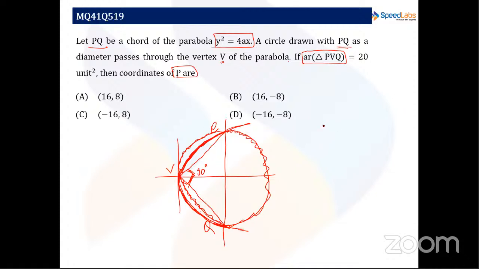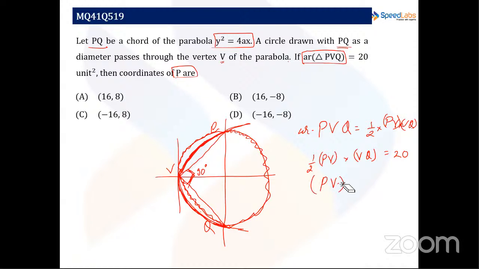Okay, so area of triangle PVQ will be equals to half base into height. We can say it will be half of PV into VQ. So we are given half PV into VQ is equals to 20. So PV multiplied by VQ is equals to 40.